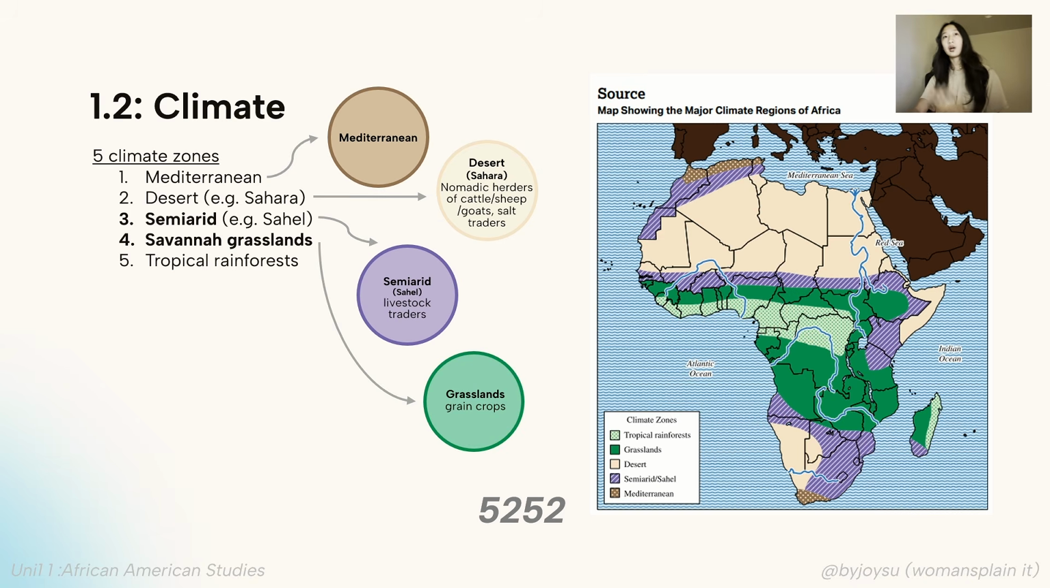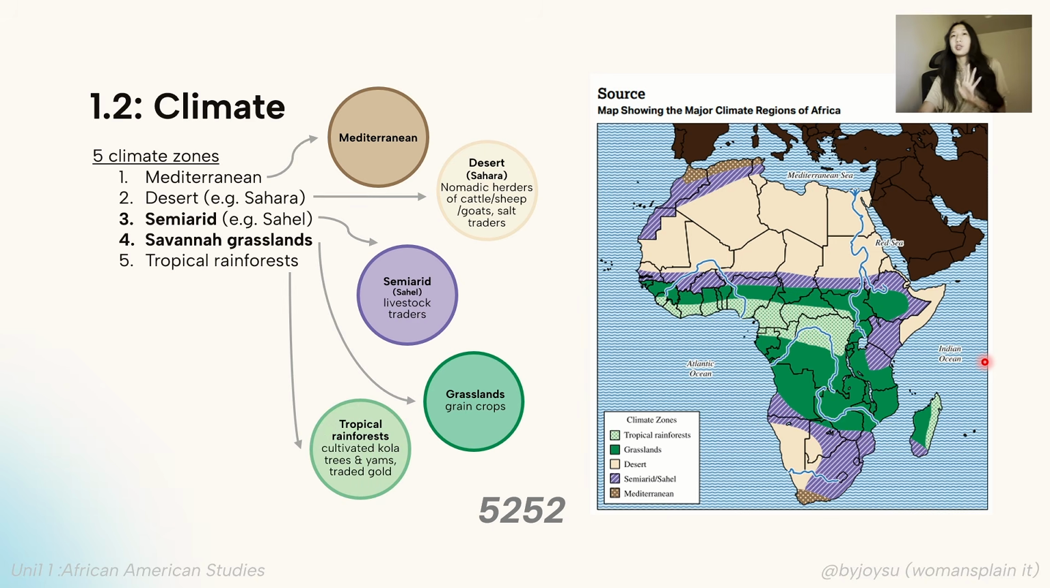When we get to our 4th, savanna grasslands, this is where you can start to see people actually harvesting grain crops, and agriculture really starts to spread in these regions. 5th, you've got tropical rainforests. That's your kola trees, your yams, lots of cultivation, pretty much perfect conditions for agriculture. And you're also going to see a lot of gold mines in these regions and a lot of trade of gold in general.